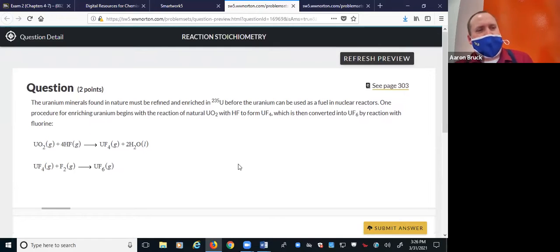All right. Uranium minerals found in nature must be refined and enriched before the uranium can be used. One procedure begins with natural uranium dioxide and reacts it with hydrofluoric acid to form uranium fluoride, uranium 4 fluoride, which is then converted to UF6.